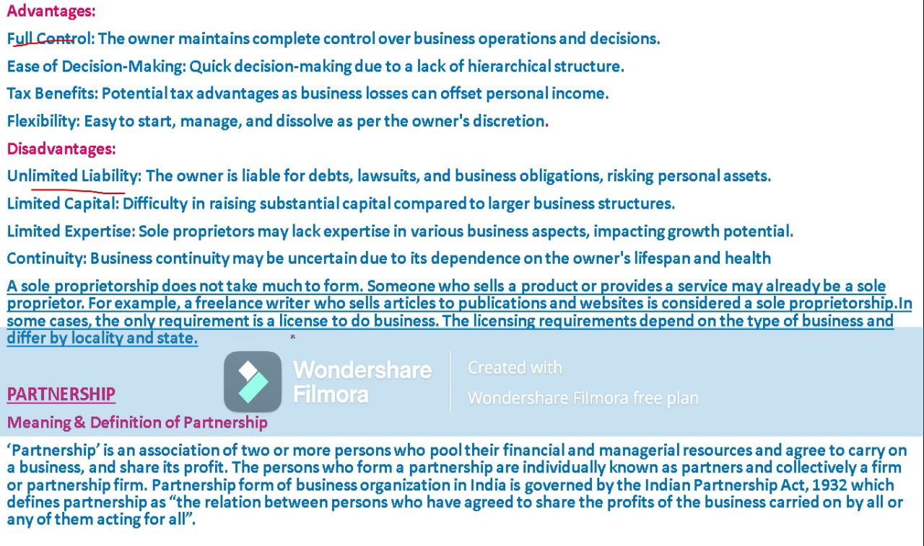But here, in sole proprietorship, in some cases the only requirement is a license to do a business. The license requirements depend upon the type of business and differ by locality and state, because each state has its own government policies. It also depends upon whether it is a rural area or an urban area. Depending upon the area and the state government policies, the license requirements will vary. So, this is about sole proprietorship under forms of business organizations.